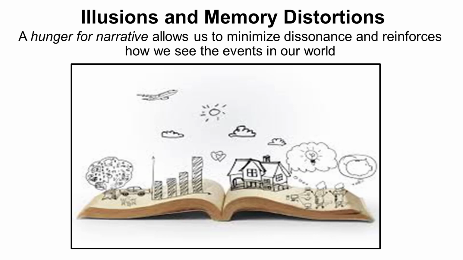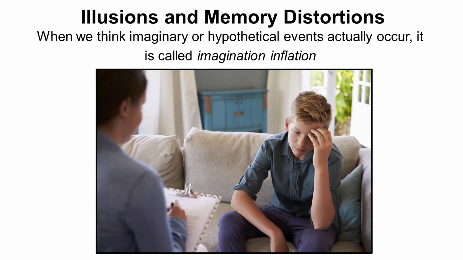We call this a hunger for narrative. We match our own lives to these events to resolve any dissonance. A common example used to describe imagination inflation involves interviewing a child suspected of being a victim of child abuse. If the interviewer asks the child if a specific act was committed, the child may believe the event occurred, even if it didn't. Unfortunately, the risk of imagination inflation in this scenario can discredit a child who, in fact, has suffered abuse.